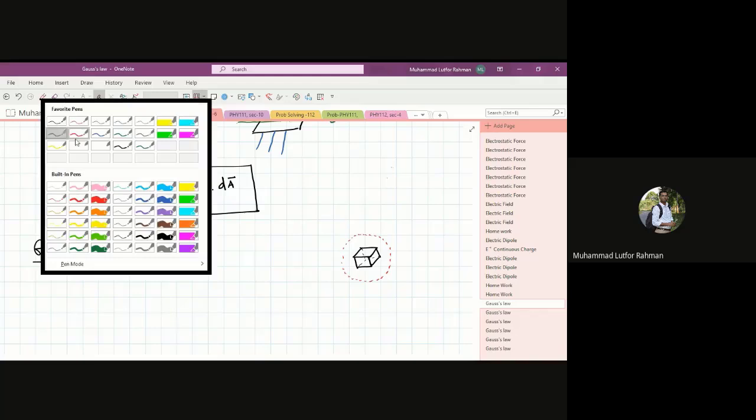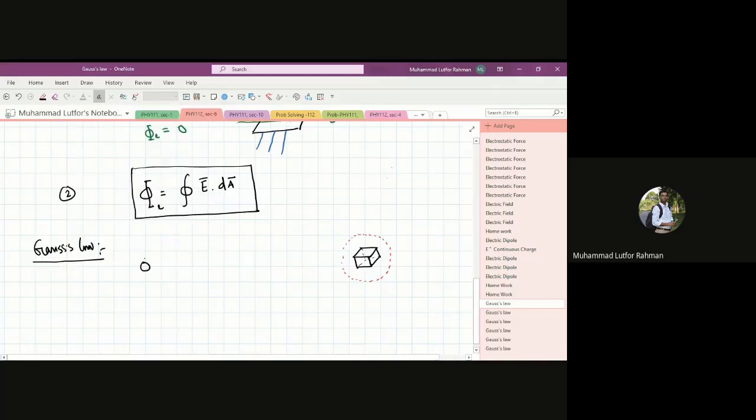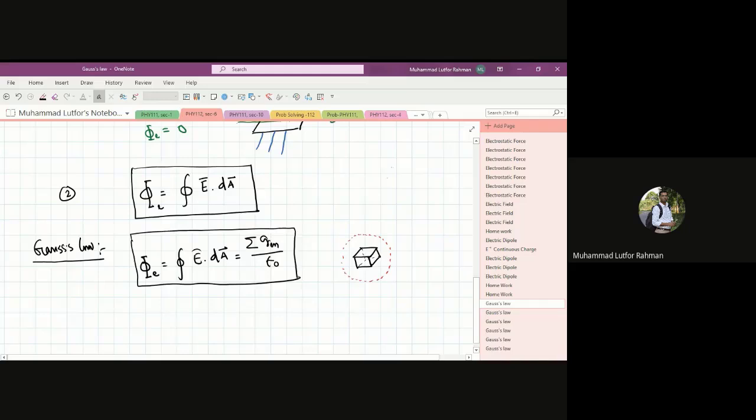In that case, we can find the electric flux using that formula, the closed surface integral of E dot dA, which must be equal to Q enclosed divided by epsilon naught. So Q enclosed is basically the total charge enclosed by this Gaussian surface. This is actually the Gauss's law for the electric field. We'll also find a Gauss's law for the magnetic field. That one we will talk about later.